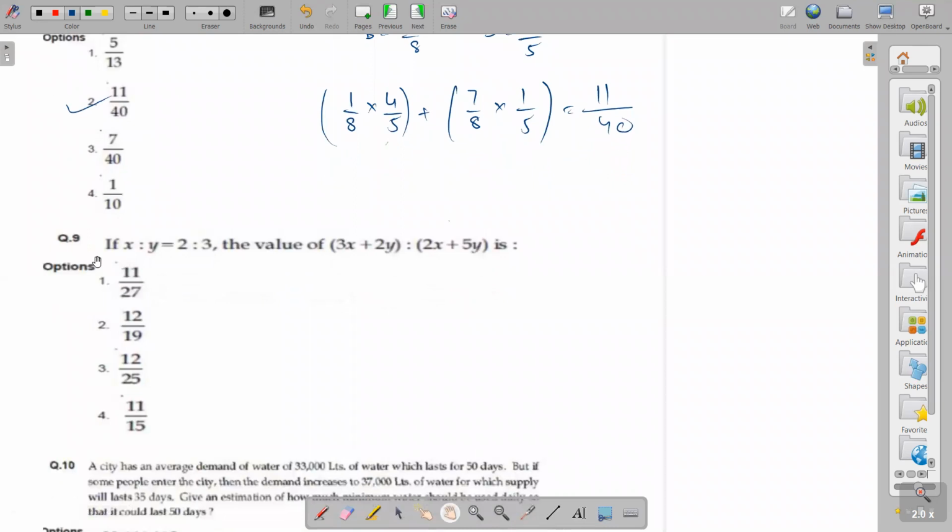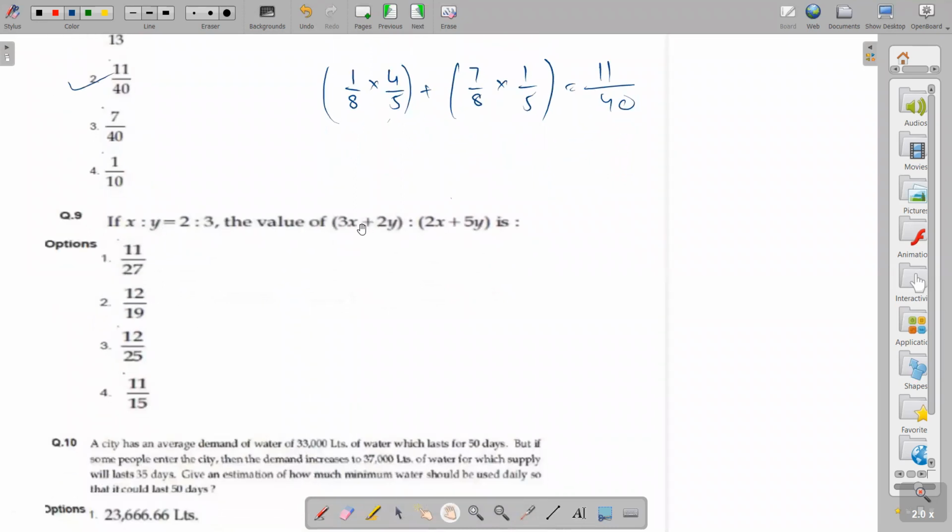Moving on. In this question, we just have to put the value of x as 2 and y as 3. Generally people will solve the entire ratio. But if you see the options, 11 and 11 is common, 12 and 12 is common. You cannot reach any inference from this. But you can see that all the denominators are unique.